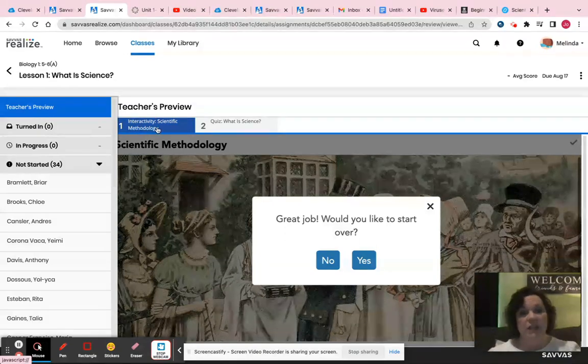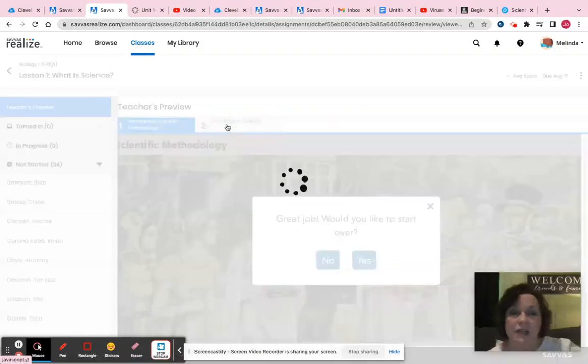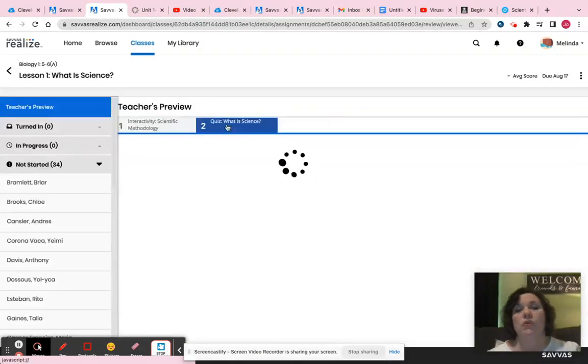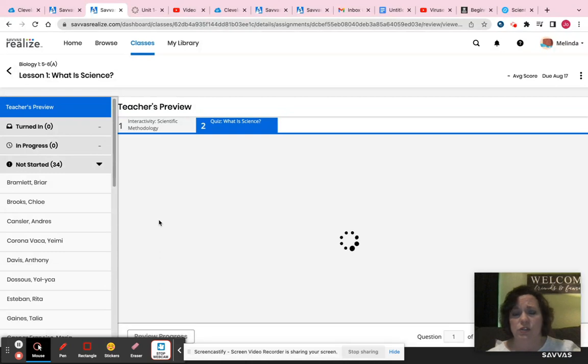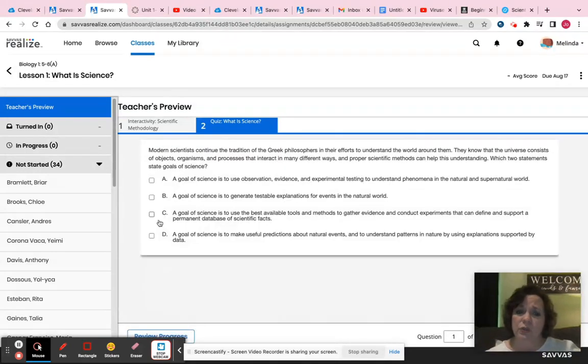Once you're done with the interactivity, make sure you go to your quiz, and then you can walk through your quiz. Try to do your best job. This is a pretty difficult quiz, but try to do your best job on that quiz. And then if your score is really low, you'll get a remediation that will just give you more practice.